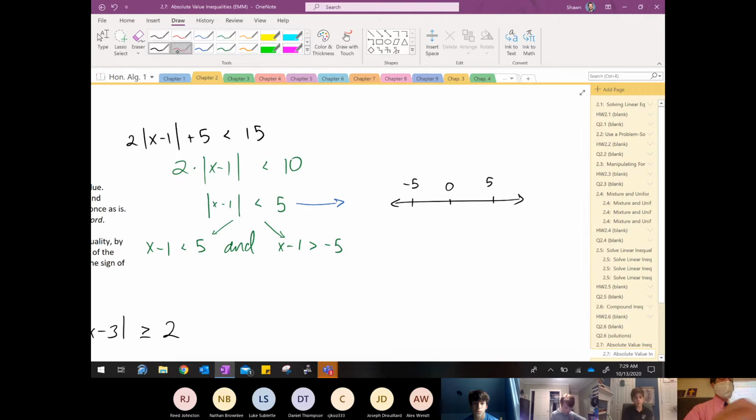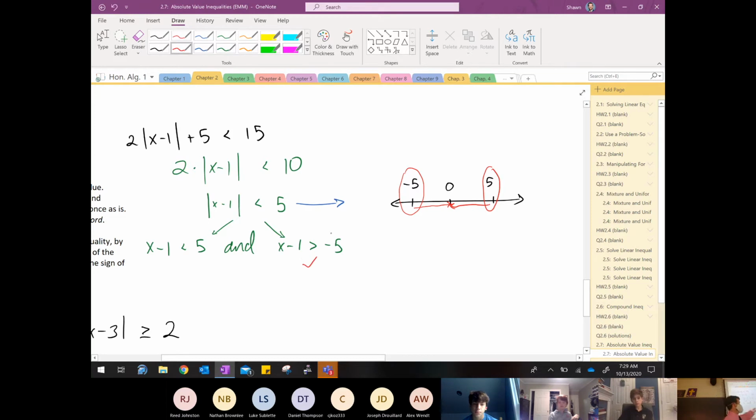So what we're saying is that it would either be here or here, right? We're saying that if its distance is less than 5, I think I gave the example of, hey, put out an APB, let's make a 5-block perimeter or whatever. What we're saying is that x minus 1 lives within 5 units of 0 to the left and to the right. That means that it's going to be greater than negative 5.